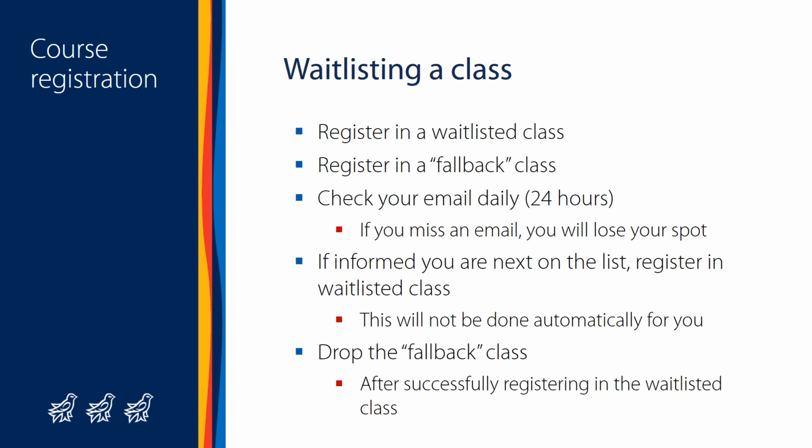Once you've done that, you'll want to check your email very regularly, because this is how you'll be notified that you are the next one on the wait list and that you're able to go back in and register for that course officially. If that does happen and you successfully register for the class that you were on the wait list for, don't forget to drop the fallback class. You don't want to accidentally be on the hook for a course that you had no intention of actually taking because you got into the class that you were waitlisted for.